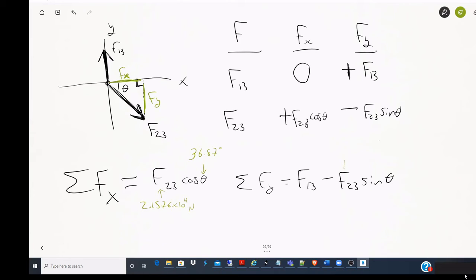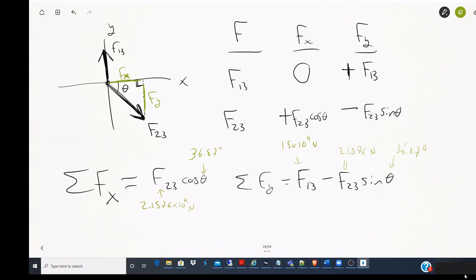And so this is also 2.1576 newtons, 36.87 degrees. And f(1,3) was 15 times 10 to the 4th newtons. So now we can start computing things.